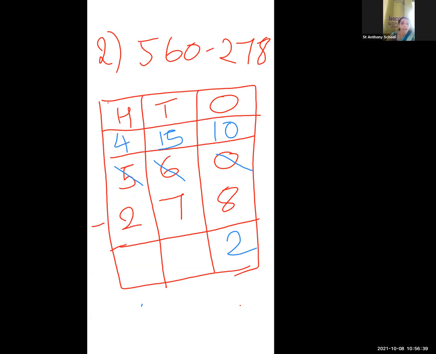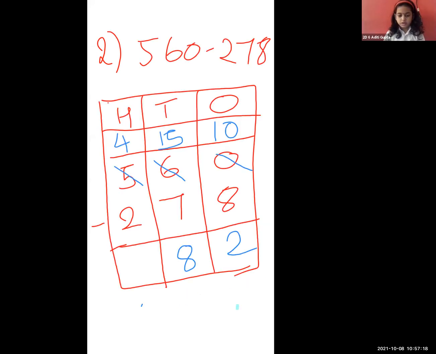15. Now 15 minus 7, what do we have to do? 15 minus 7, so how much? We have to count from 7 until we reach 15: 8, 9, 10, 11, 12, 13, 14, 15. Then we count the lines. How many lines came? 1, 2, 3, 4, 5, 6, 7, 8. So 15 minus 7 is equal to 8.